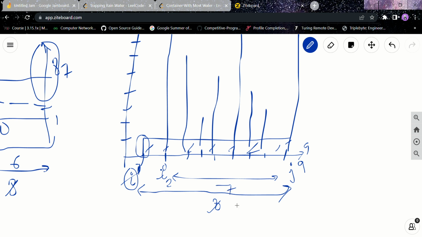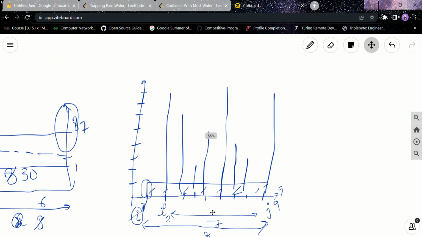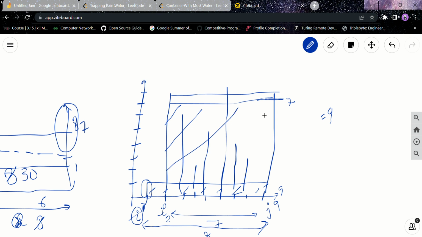The base is 7 and the height is equals to this one. This one is 8 and this one is 7. So we will take this one, 7. So it will be 7 into 7 equals to 49. This one has an area of 49 square units.